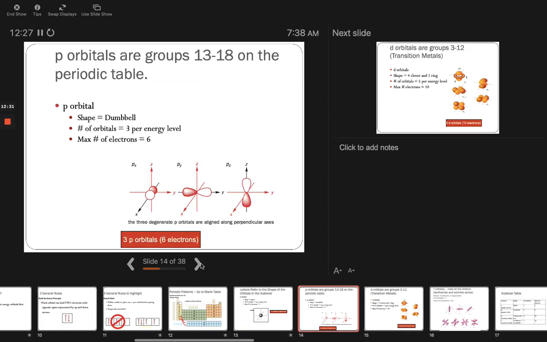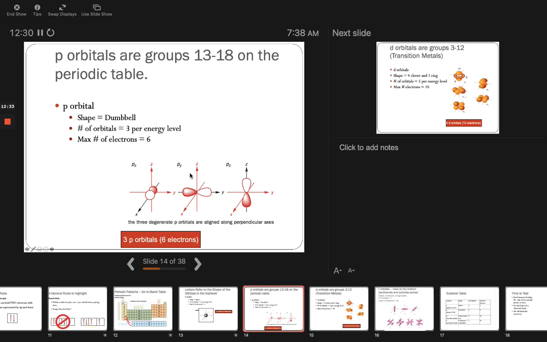All right, the p orbitals are groups 13 through 18 on the periodic table. So the p orbitals are dumbbell shaped. The number of orbitals per energy level is 3, and the maximum number of electrons is 6. So in other words, these would be the p. You'd always have 3 p. You'll notice 13 through 18 is 6 elements across. It helps you remember how many electrons. And remember, the reason why the number of orbitals is half is because each one of these can hold 2. So there are 3 p orbitals that can hold 6 electrons, and their shape is a dumbbell.